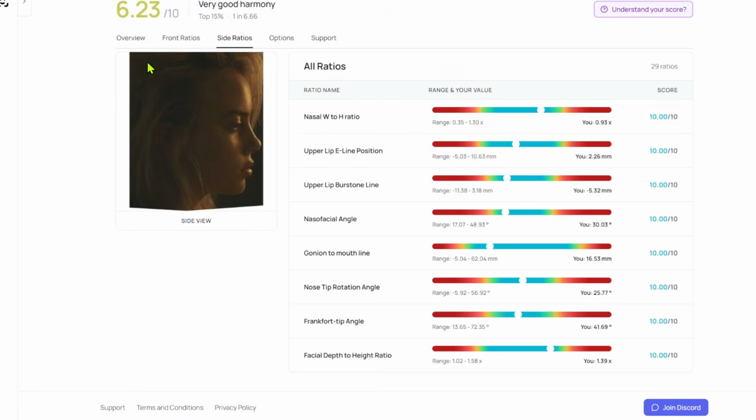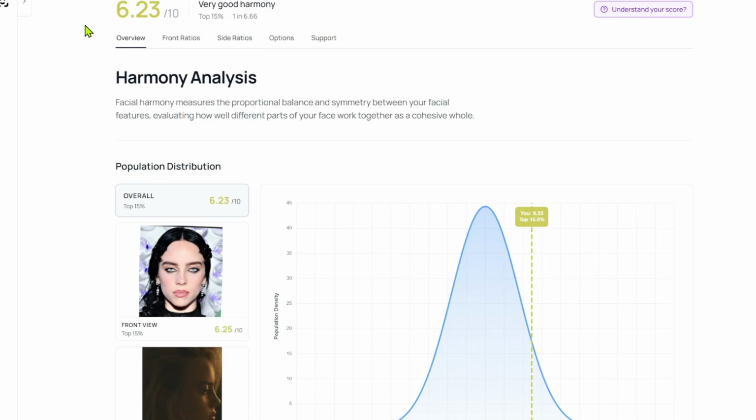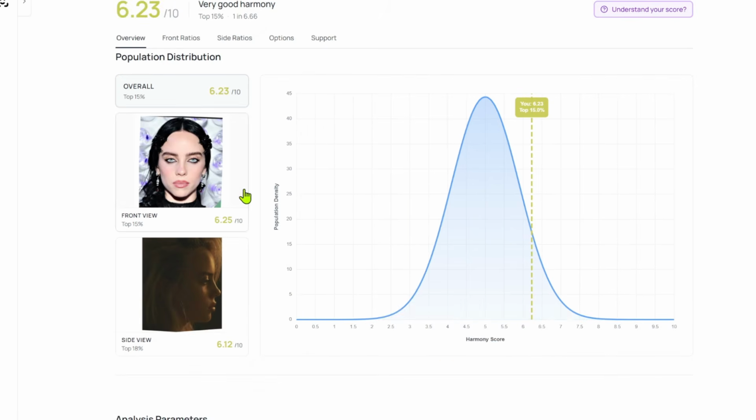All right, so Billie Eilish gets a total scoring of 6.23 out of 10. Very good harmony. Top 15%, about 1 in 6.66 people. Interesting, 666. Her front view gets a 6.25, and then her side view gets a 6.12 on a 10. So this is a very interesting score, honestly. I wasn't expecting this. I was expecting it to be around a 5. Like a 5.25 to 5.75. So definitely higher than what I would think it would be.